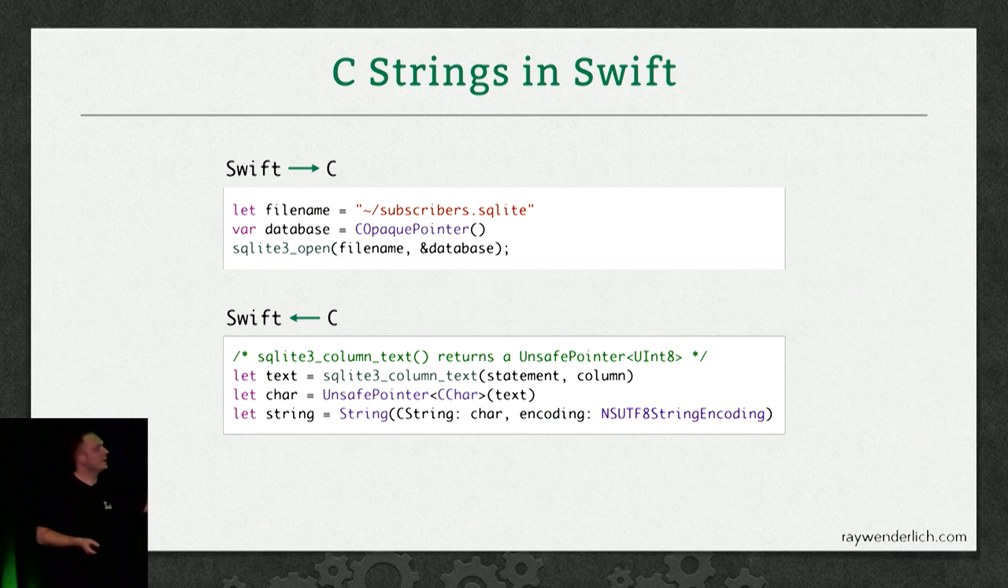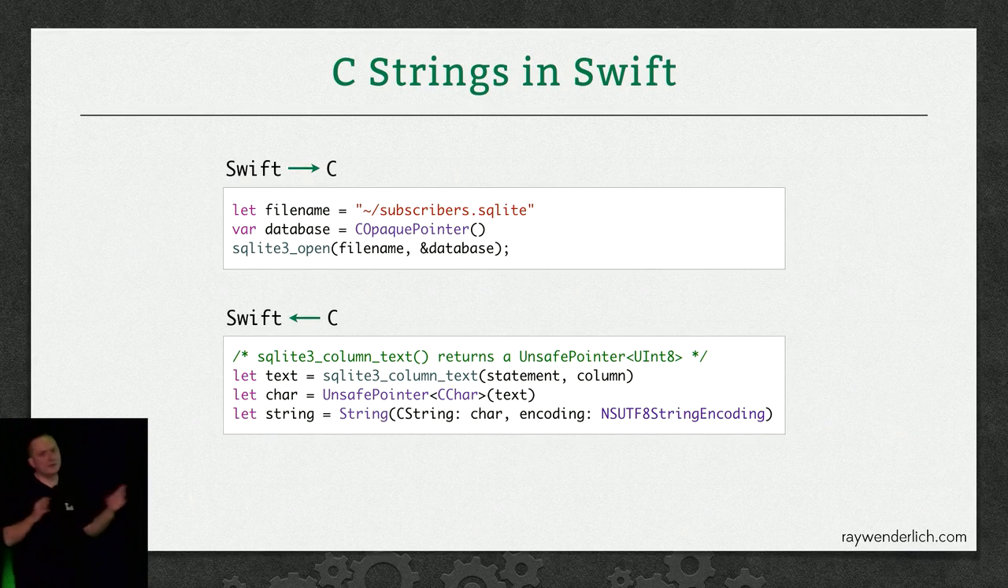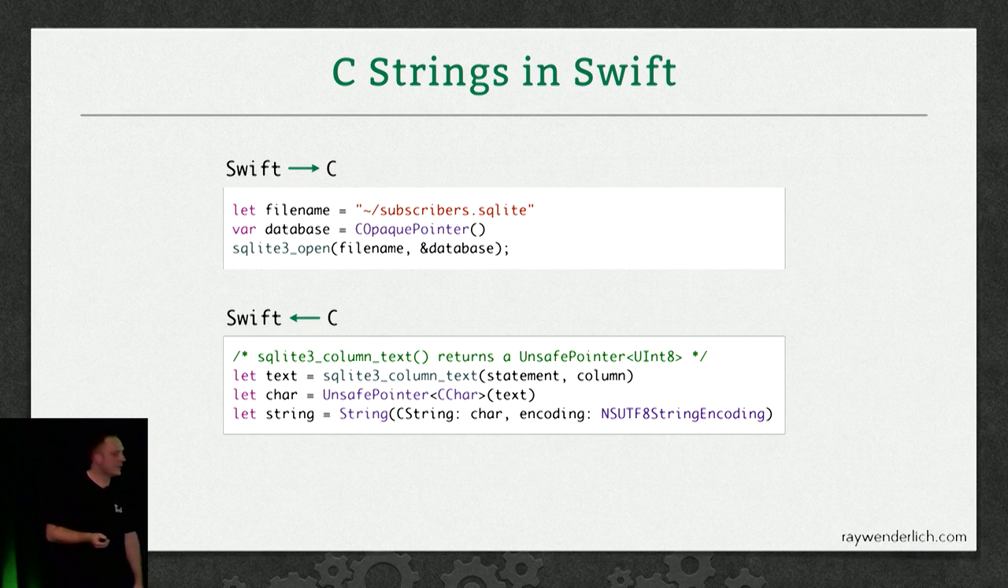Something else I wanted to quickly look at was C strings in Swift. Obviously, we can go two ways. If we take a Swift string and want to use that in a C function, Swift will take care of the conversion for us, no problem. And that's what we can see here. We've got our let fileName equals a Swift string, and then we pass that in, and we don't have to do anything else. Coming the other way, if we get given a C string and we want to convert that into a Swift string, then there are a few hoops we need to jump through.